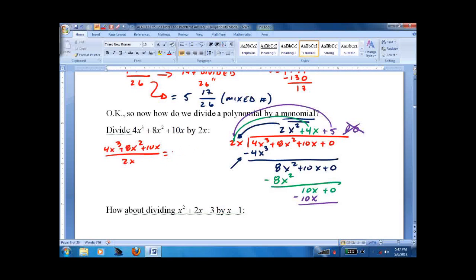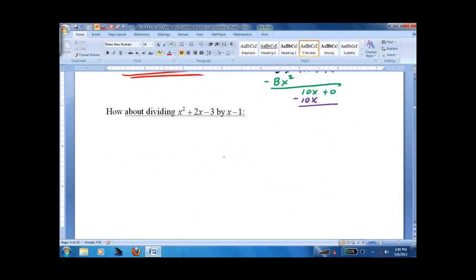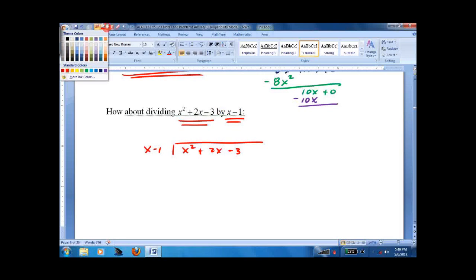All this equals, according to what we got, 2x squared plus 4x plus 5. Now how do we divide x squared plus 2x minus 3 by x minus 1? Same thing. X minus 1, x squared plus 2x minus 3. Much more challenging.